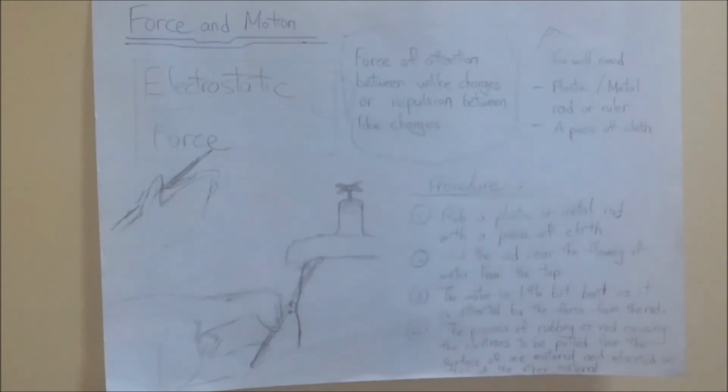The process of rubbing a rod causes the electrons to be pulled from the surface of one material and relocated on that of the other material. Let's watch some pictures so that you can understand more.